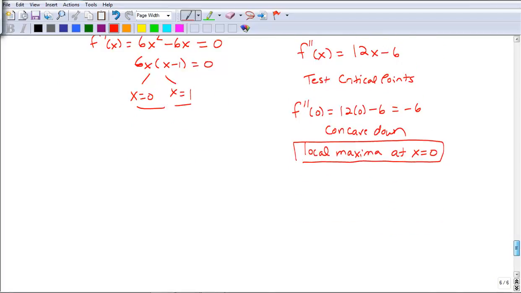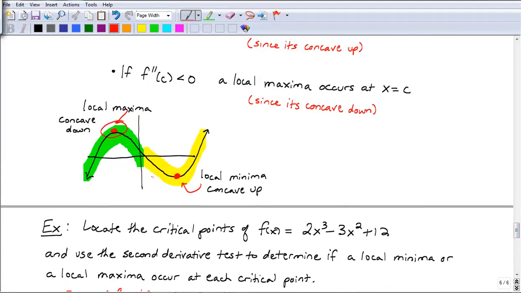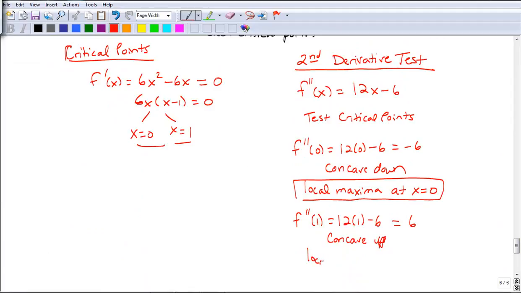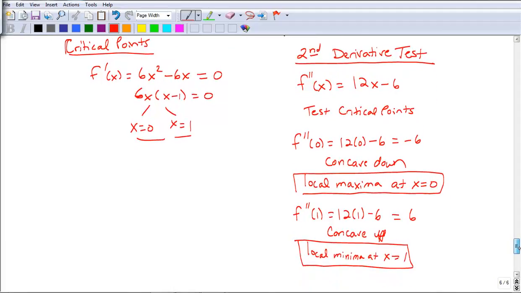And I can take my second derivative and plug in my other critical point, 1. I get 12 times 1 minus 6, which is 6. That means it's concave up there. Well, you have a critical point, and the graph is concave up. That means that critical point had to be a local minima, had to be the bottom of a valley. So there's a local minima at x equals 1. It's not a great idea to try to memorize these. You should really try to think about why it's true, especially with the second derivative test. It's not too bad if you can conceptualize it.